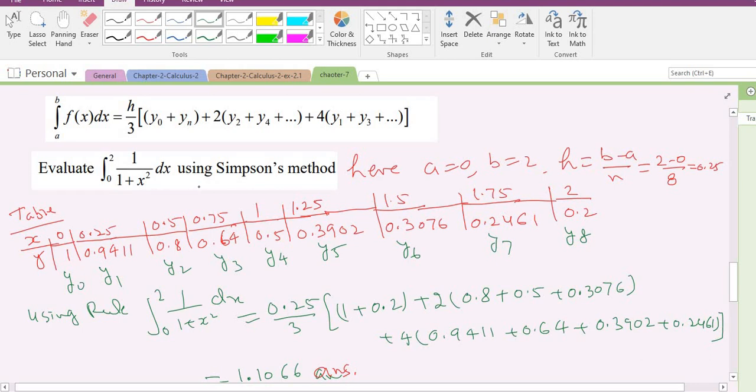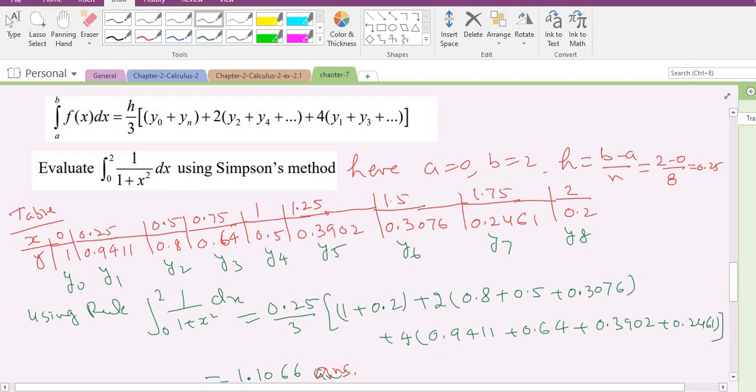You can take n is equal to, but here Simpson's rule means you have to take always an even number. That means n is equal to 6, n is equal to 8, n is equal to 10. Do not take n is equal to 7, because in Simpson's rule always we have to take an even number. n should be an even number always. So what we have to do?